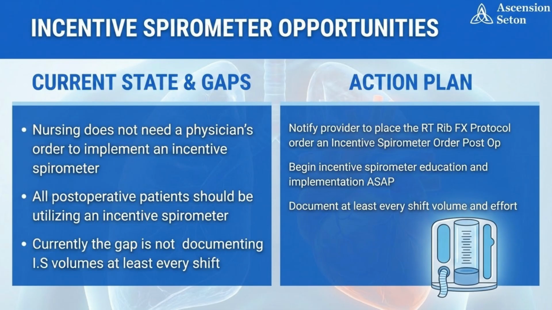Regarding incentive spirometer use, nursing does not require a physician's order to implement it. All postoperative patients should utilize an IS. The current gap is not documenting IS volumes every shift. Action includes notifying the provider for the RT-RIB FX protocol or an IS order post-op, and implementing education immediately.